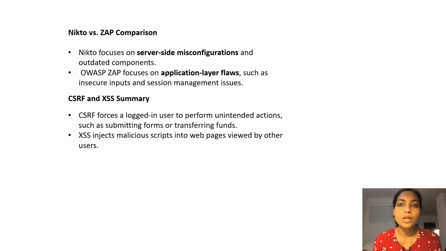Comparing the tools, Nikto focuses on server-side misconfigurations and outdated components, while ZAP identifies application layer flaws such as insecure inputs and session weaknesses. Using both tools together provides full stack visibility and aligns with the best practice for comprehensive vulnerability assessment.